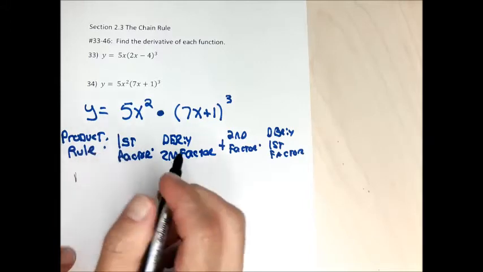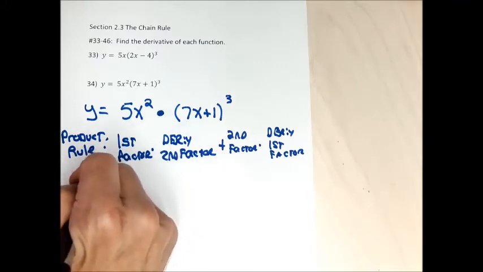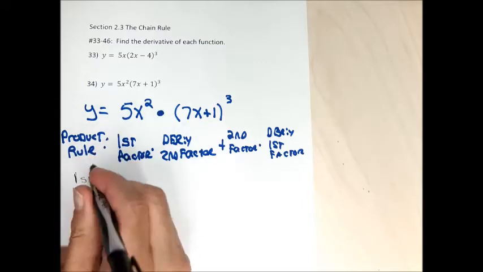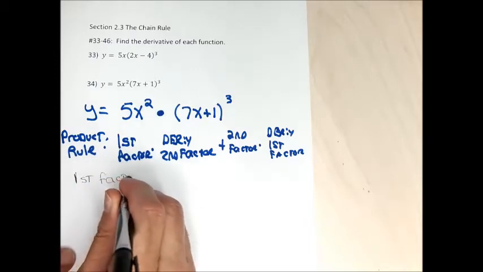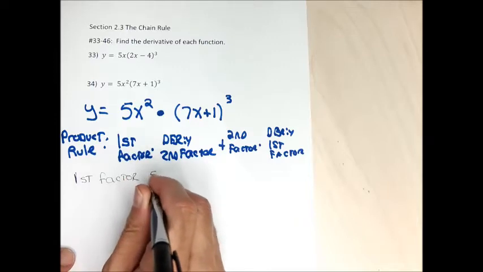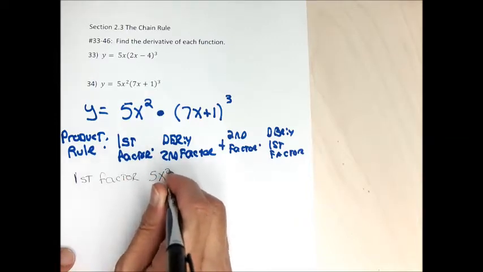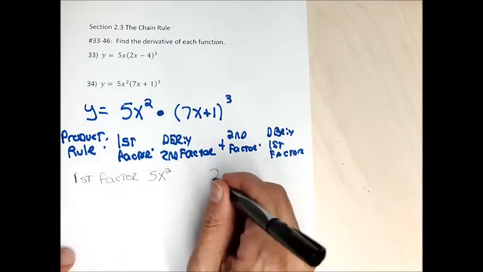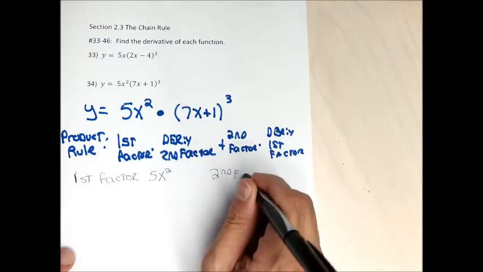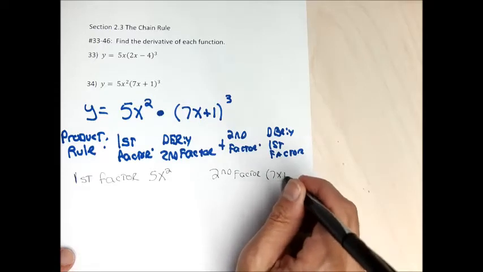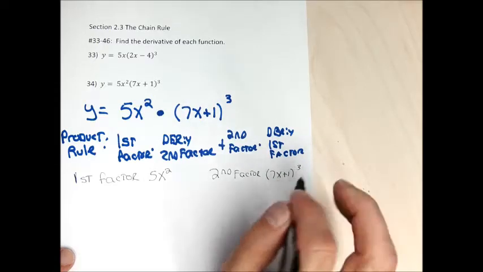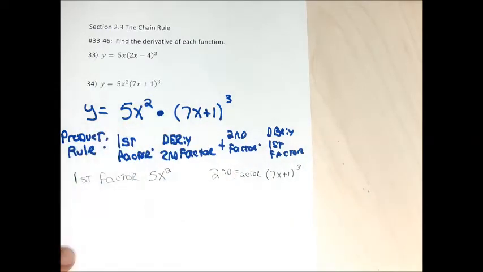So let me write down the factors here. I have this slick new pen that I want to use, but I don't think it works so well. It's maybe too small. So the first factor is 5x squared. The second factor is (7x plus 1) quantity cubed. Those are the two factors that are being multiplied. They both have an x.